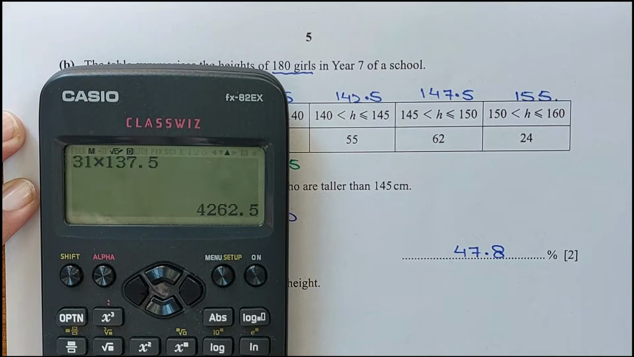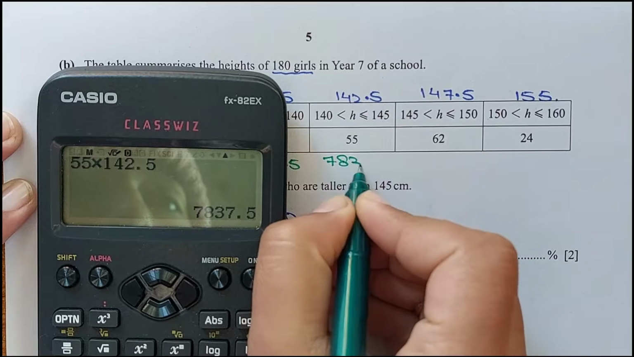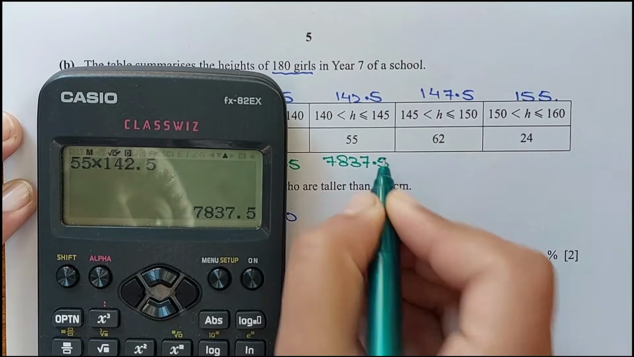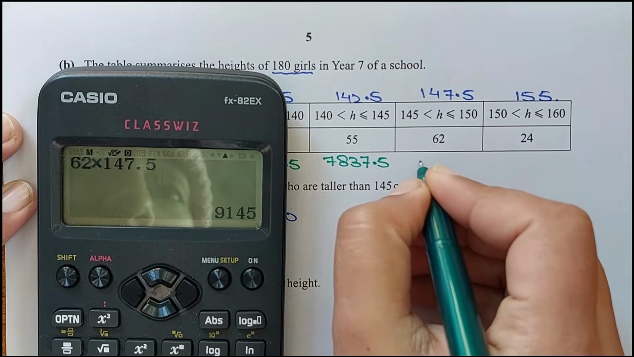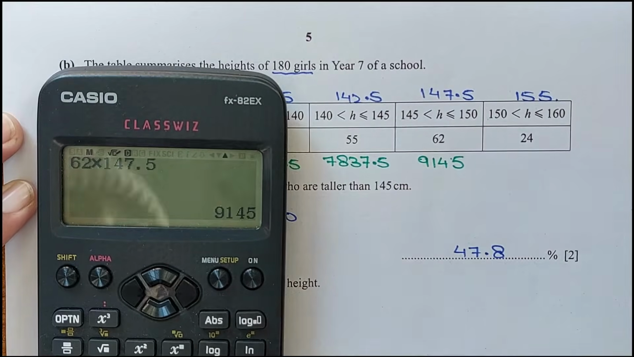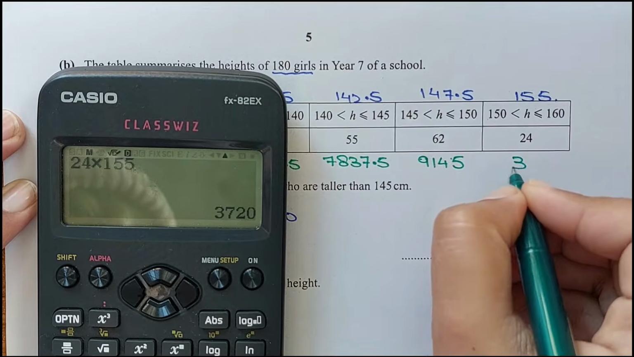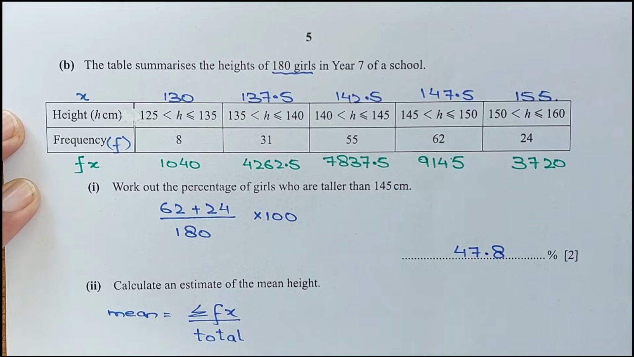Right, 55 times 142.5, 7837.5. 62 times 147.5, 9145. 24 times 155, 3720. Right, so we have fx.